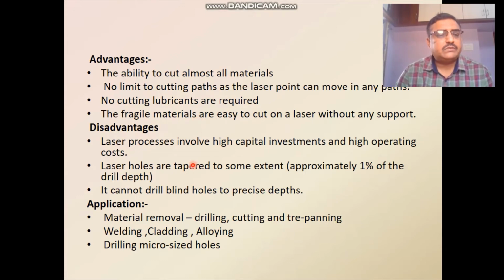But still some disadvantages are there. The initial investment cost is very high, and the operating cost is also high. The laser hole produces some small taper, that is a drawback, and blind holes cannot be drilled by the LBM process.